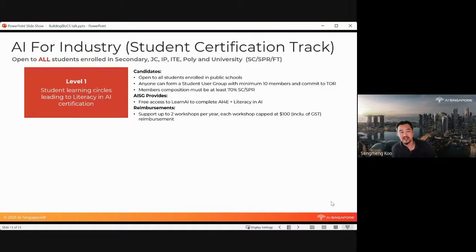And one of the things for level 1, we will support student learning circles, the SUGs, for organizing 2 workshops per year. Each workshop we cap at $100. Let's say you have 10 SUGs coming in as a community, you can organize a super workshop. Then there can be creative accounting on my side so that I give $1,000.